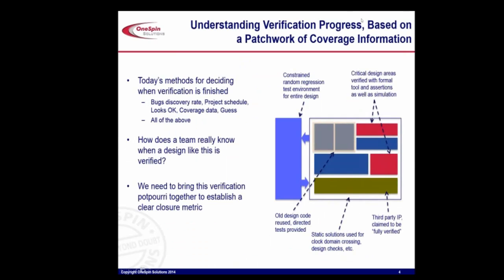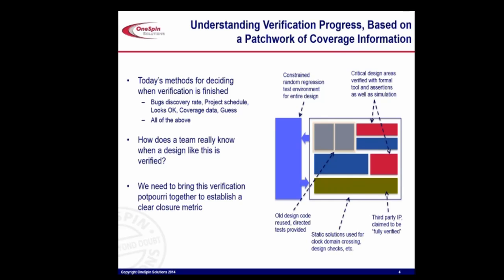And what's the problem with coverage anyway? If you look at the verification that you do usually today, then you have a patchwork of coverage information, and you have, for example, bug discovery rates or project schedules, and say it looks okay, you can tape out, or maybe you have some coverage data somewhere, or you just guess, or do all the above. Well, the question really is, how do you really know when your design is verified appropriately?